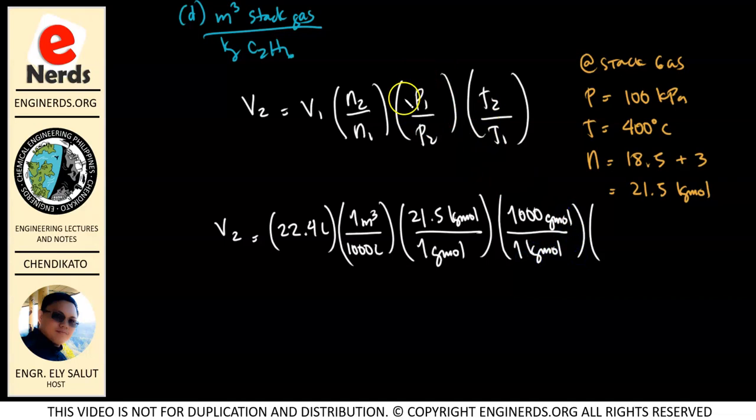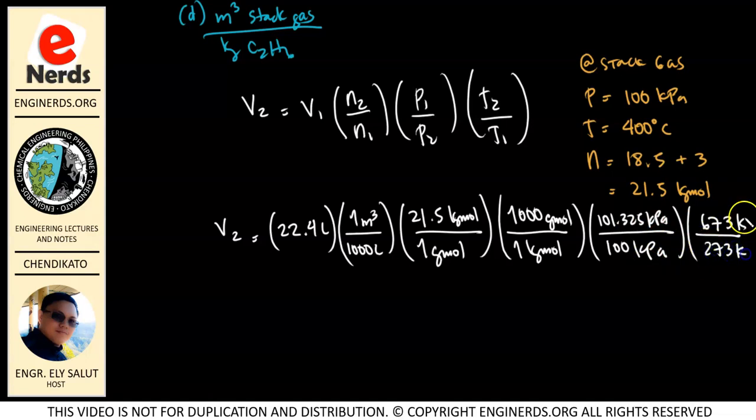And then for our P1, which is the pressure at STP, so we have 101.325 kilopascal. And our P2, which is this one, 100 kilopascal. Then for our T2 is 400 plus 273. So hindi na natin susulat dahil maubusan tayo ng space, no? So we have 273 plus 400, so we have 673 Kelvin. And for our T1, which is 0 degrees Celsius, so we have 273 Kelvin.